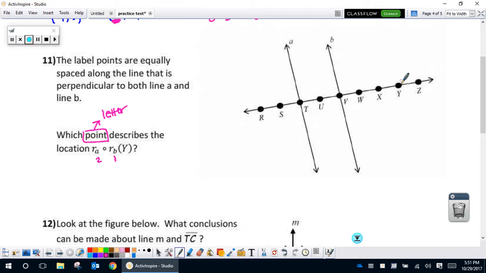So y over b would be 1, 2, 3. 3 jumps to the line, so 3 jumps over. 1, 2, 3. So now we're at S, and now we're going to take S over line A. 1 to the line, 1 over, we get to U. All right.